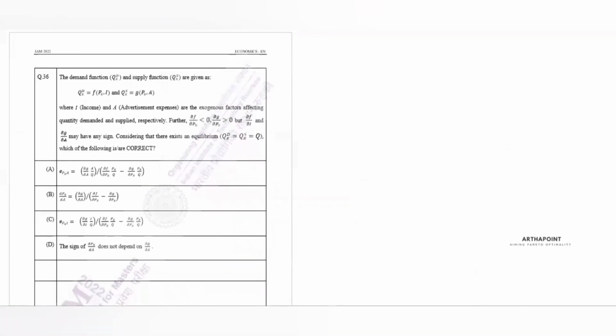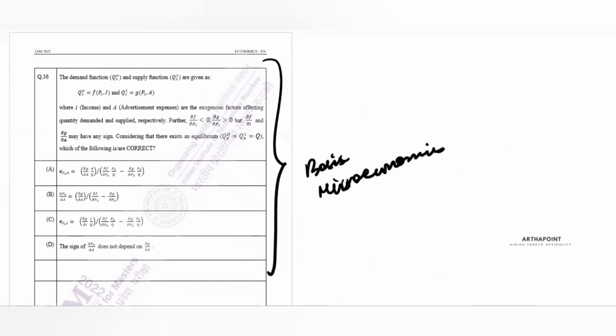Then we have a question again on demand and supply. And again, this is coming from the basic microeconomic videos, right? Where we have done what is the elasticity of demand and elasticity of supply. So it's a pretty simple question. This is coming from the Keynes model, macroeconomics.